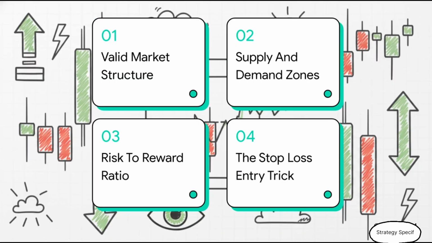Here is our roadmap for today. First up, validating true market structure. Second, supply and demand zones. Third, minimum risk to reward ratio. And finally, we're covering a mind-blowing bonus, the stop-loss entry trick.